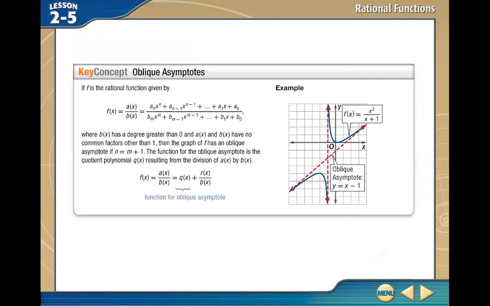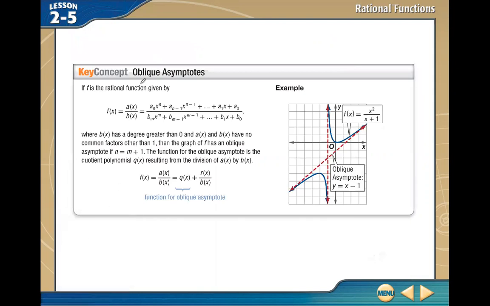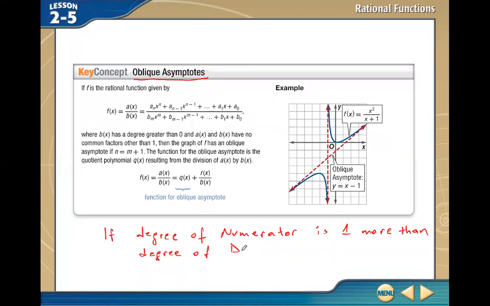Asymptote. So let me explain to you very simply, okay? So simple. Oblique asymptote means if the degree of the numerator is one more than the degree of the denominator, we have oblique asymptote.